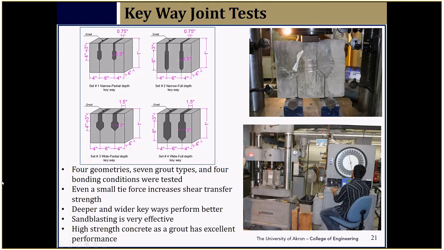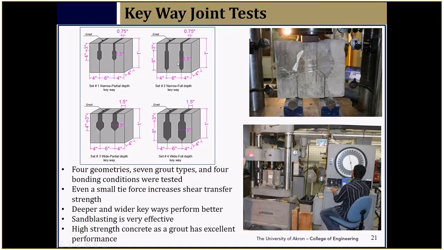The first type of test is a simple specimen with different types of joints. We studied 4 different joints, and we studied 7 different grout materials. We looked at the bonding condition: sandblast condition, as-cast condition, clean condition, unclean condition, using a bonding agent, without using a bonding agent, using some kind of cement slurry and stuff like that. So there are many variables used in these joint tests.